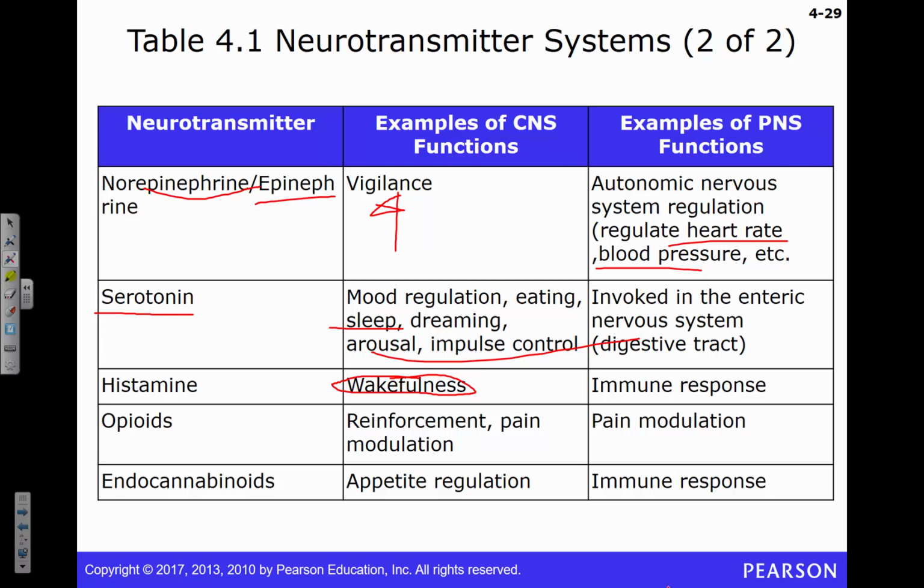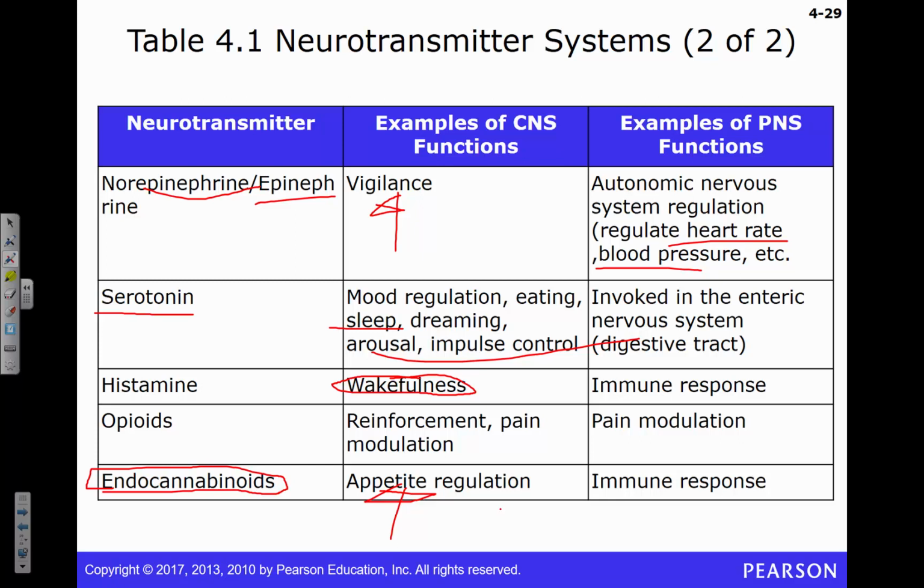Opioids, pain modulation, reinforcement. What about endocannabinoids? How many of you have ever heard of those? Yeah, you've got endocannabinoids. Appetite regulation. Not a shocker there, right? I think you should have been able to make that connection, that endocannabinoids were related to appetite in some way, right? Because exocannabinoids sort of have an influence on your appetite, right?